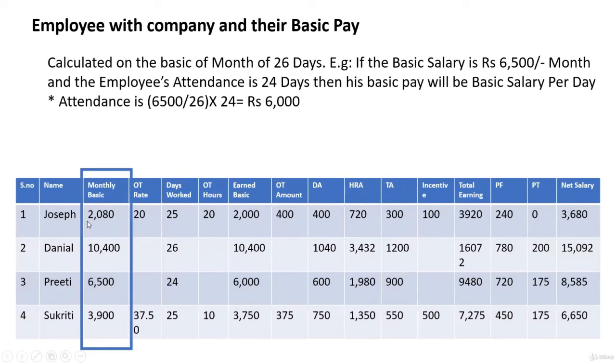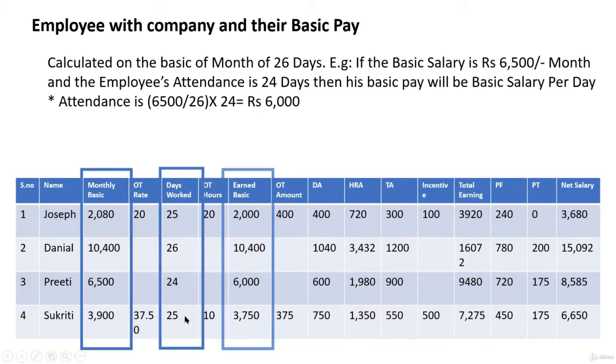Here the monthly salary of these 4 employees is given, and the days they worked in the company is also mentioned here. Like Joseph is present for 25 days, Daniel has not taken any leave, Preeti has taken 2 leaves, Sukriti has taken 1 leave. So as per their work, they earn the basic salary on the basis of this formula. Now we have reached our earned basic salary.